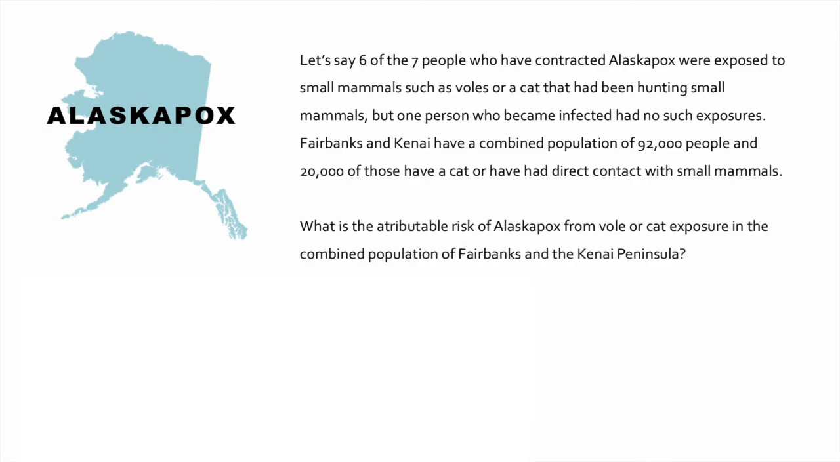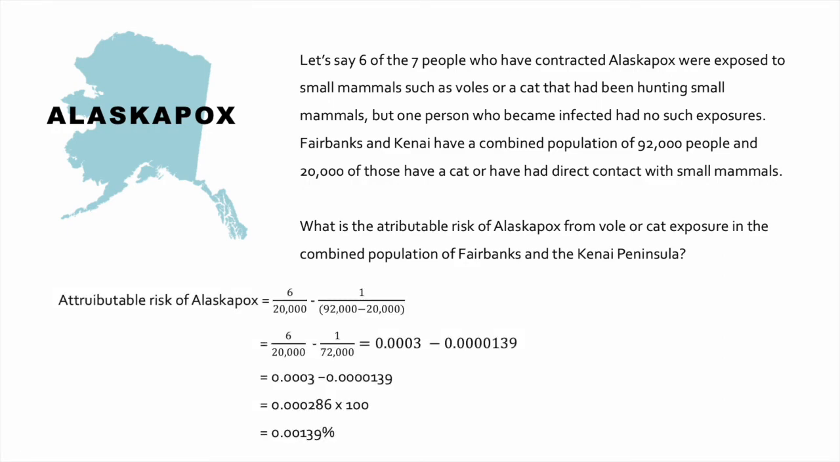What's the attributable risk of Alaskapox from vole or cat exposure in the combined population of Fairbanks and the Kenai Peninsula? For attributable risk, we divide the 6 people with the exposure who got the disease by the 20,000 people with the exposure, minus the one person who got the disease but didn't have the exposure out of the total population without the exposure, which gives us an attributable risk of 0.00139%. That means that on an additive scale, if you live in Fairbanks or the Kenai Peninsula, being exposed to a cat or voles increases your risk of Alaskapox by 0.00139%. This is close to zero.